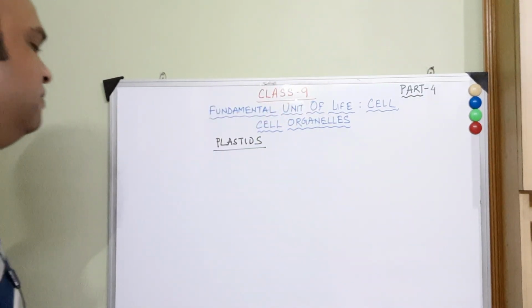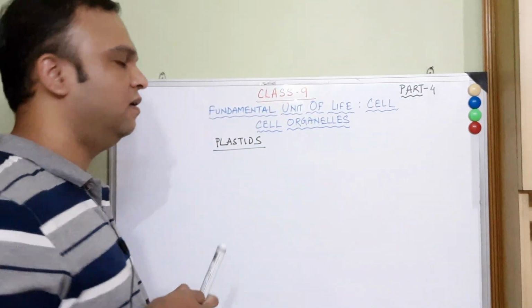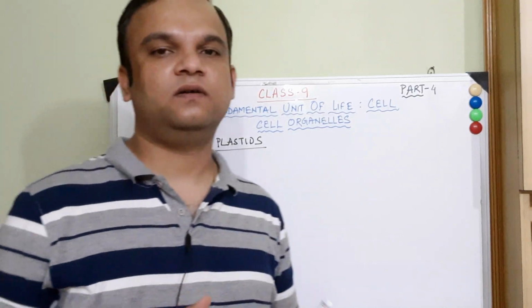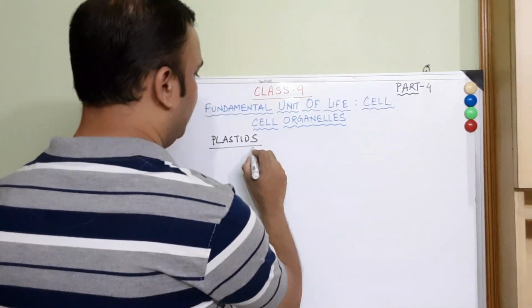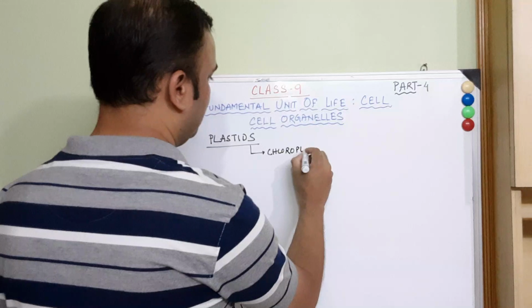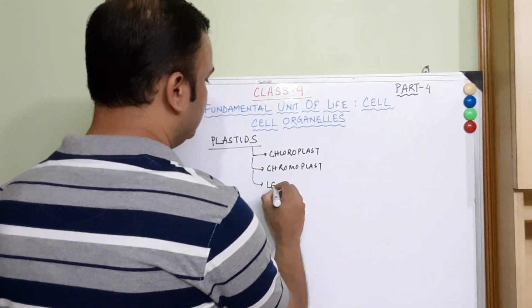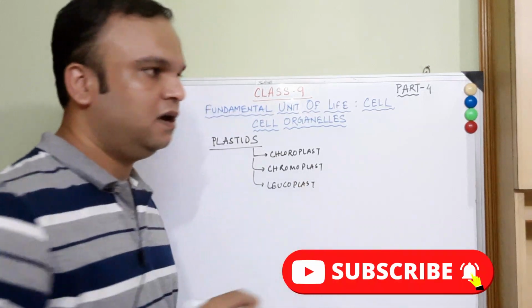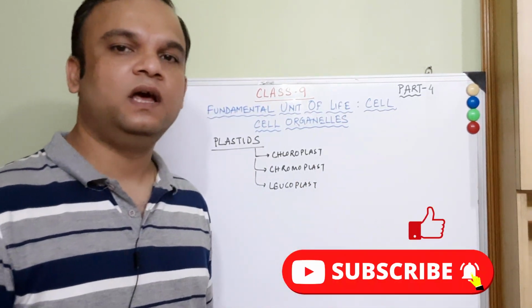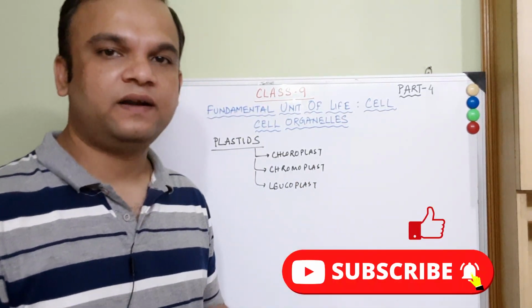Plastids, as I am telling you, are found only in the plant cells. Plastids are of three types. They are chloroplast, chromoplast, leucoplast. Students, these names are based on the type of color they contain, right?